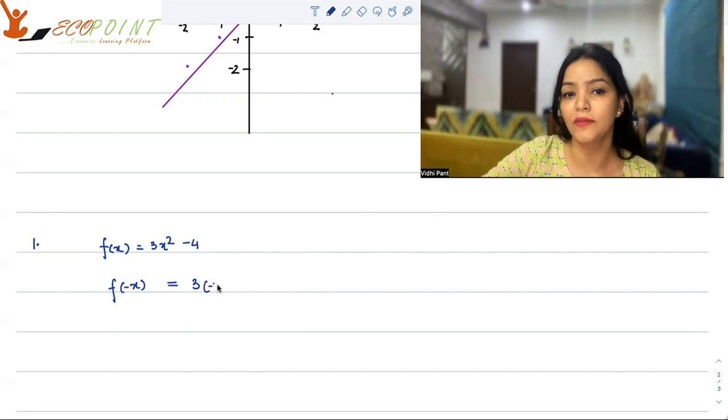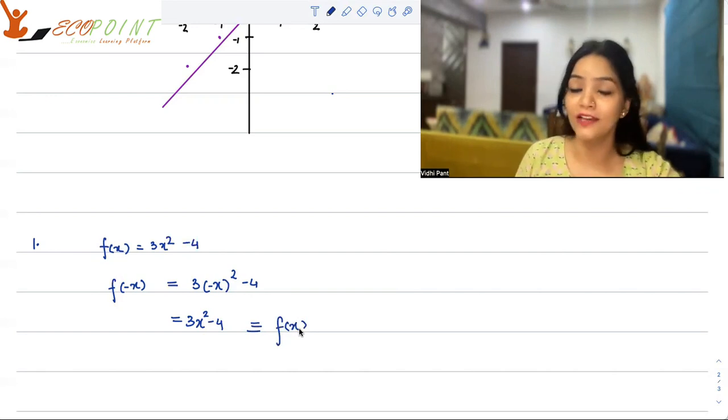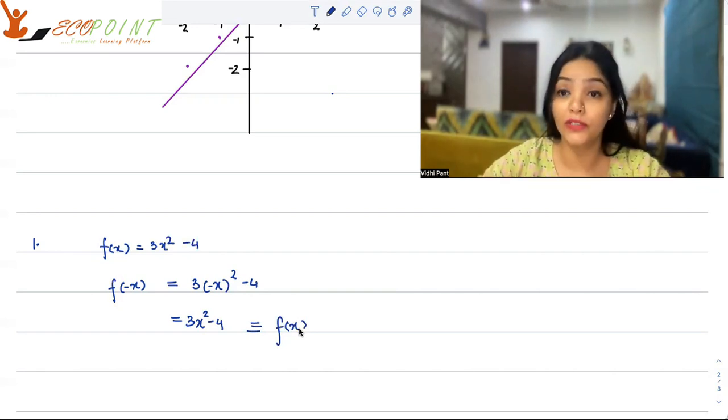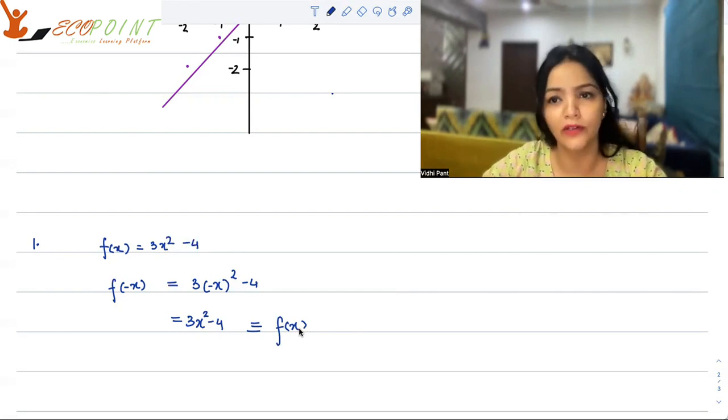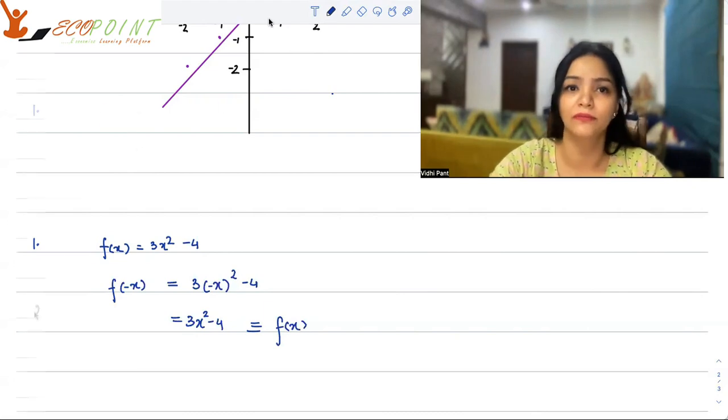It's going to be 3 times minus x whole square minus 4, which means that I get 3x square minus 4, which is nothing but f of x, right? So I just have f of x, which is equal to f of minus x. And this is what you require to figure out whether the function is even. Clearly, this function is an even function.